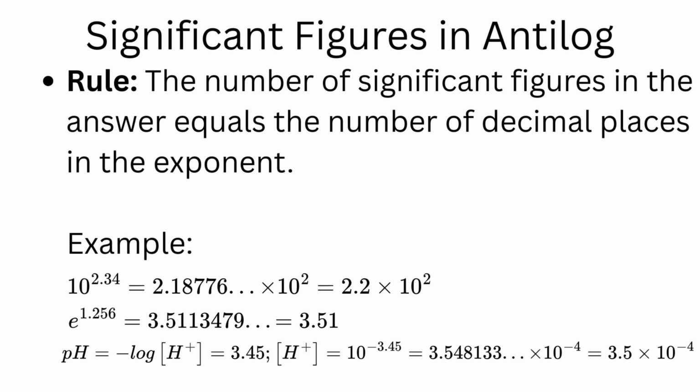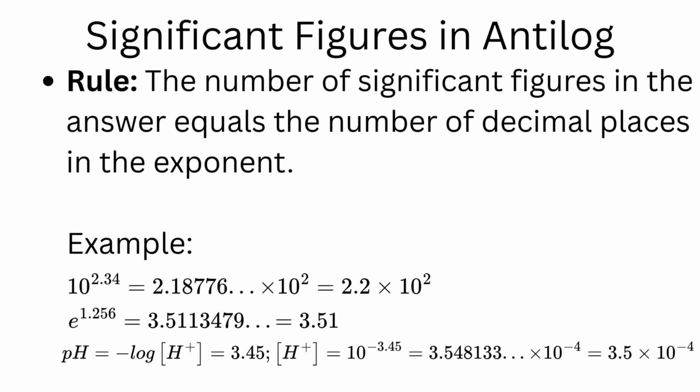For an anti-logarithm, the number of sigfigs in the answer or in the result equals the number of decimal places in the exponent. This is exactly the reverse of the natural log rule. Let's take a few examples. Example number 1, base 10 antilog, 10 to the 2.34. Now, plug that into your calculator. The calculator will probably give you an answer like 2.18776 times 10 to the second.